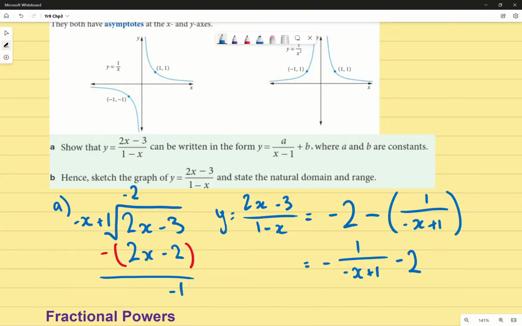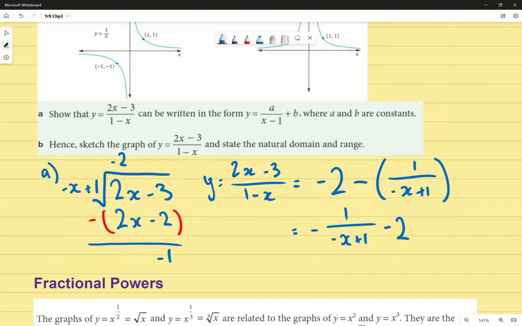Good, it wants x minus 1 specifically in this question, so let's just multiply everything by negative 1, or I could just take the bracket out. There we go. Take the negative out, they cancel out, we end up with 1 over x minus 1 minus 2. Of course, a would equal 1, b equals negative 2.